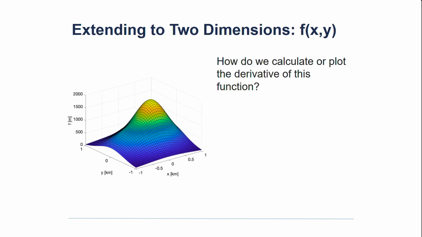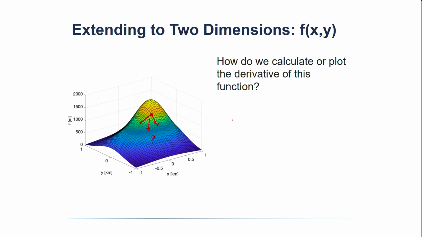The question is, how do we determine the derivative of this function? That's not clear. We know the derivative depends on space, but if I choose some random point on this hill, it's not clear what the derivative is there, because how do we measure the slope? Do we measure the slope in this direction? Do we measure the slope in this direction? In this direction? What do we do?